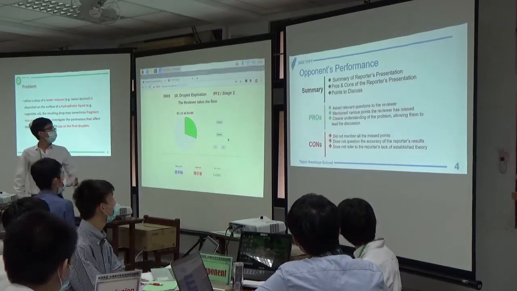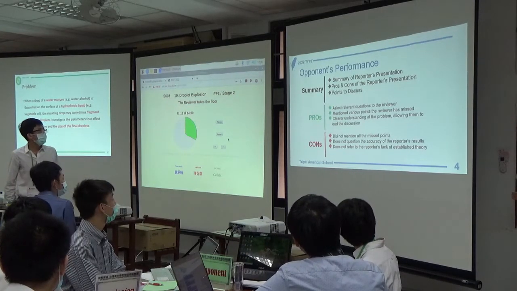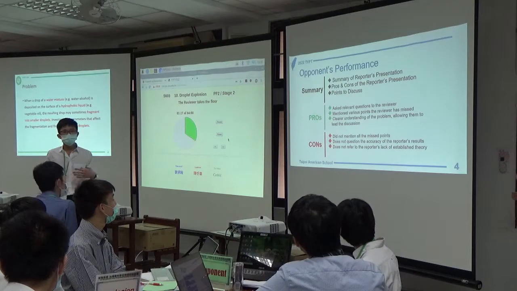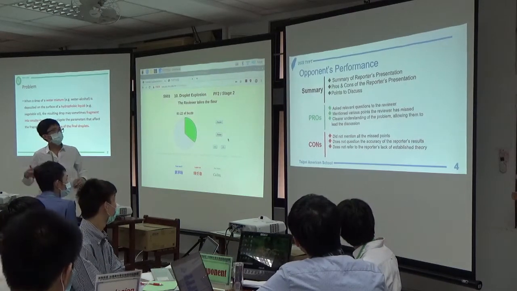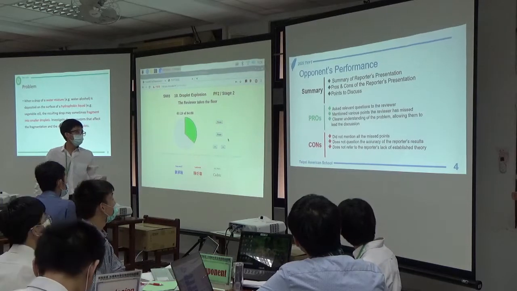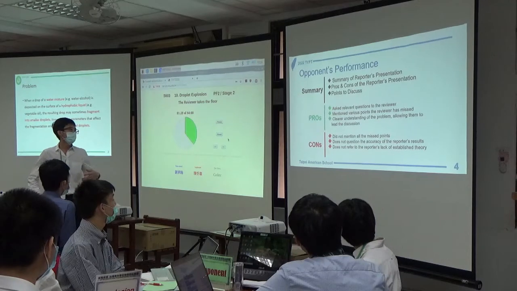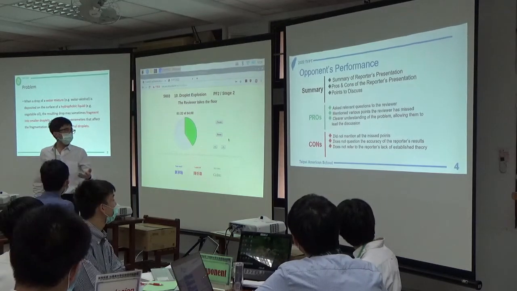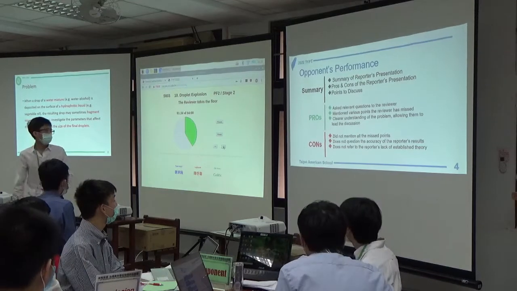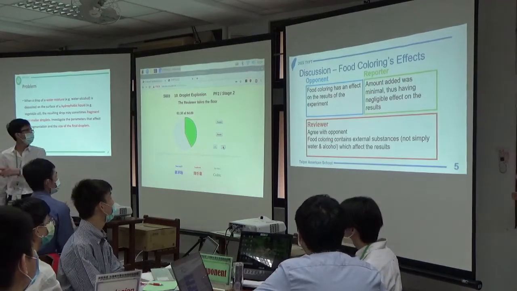And the opponent's performance, they summarized the presentation. They gave really good pros and cons. They asked pretty relevant questions and helped us understand the problem a bit further. But they did not mention some of the missed points, I'll get onto later. And they do question the accuracy of the report's results to some extent, but they don't really go further on that subject. And they don't refer to the lack of theory, which is really important when we're describing something.